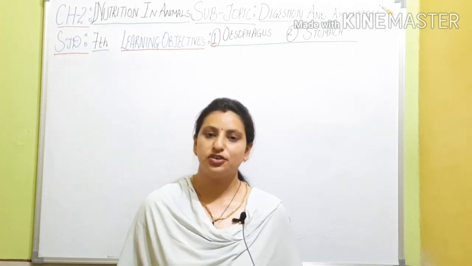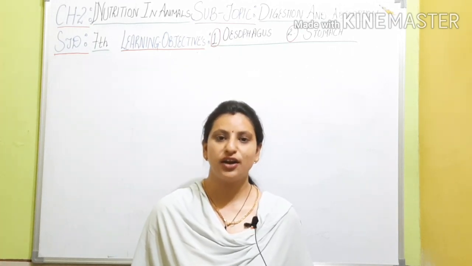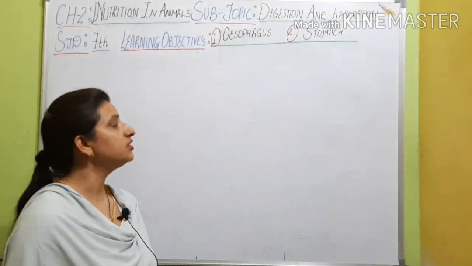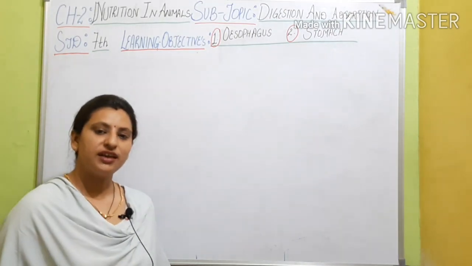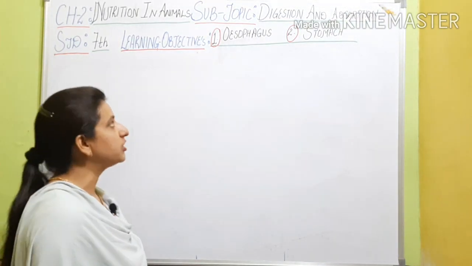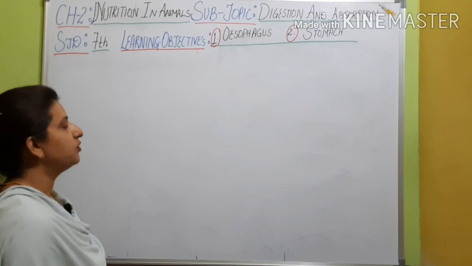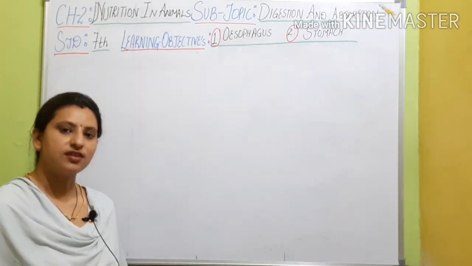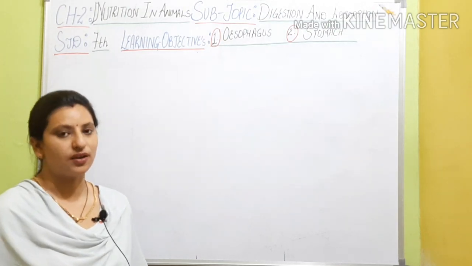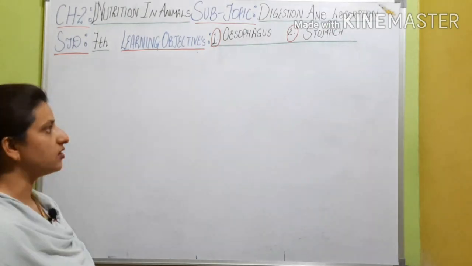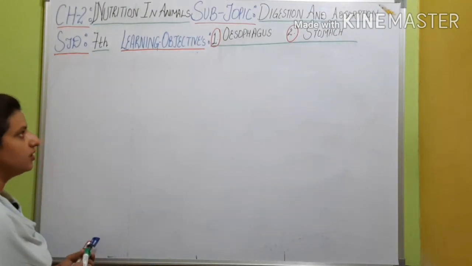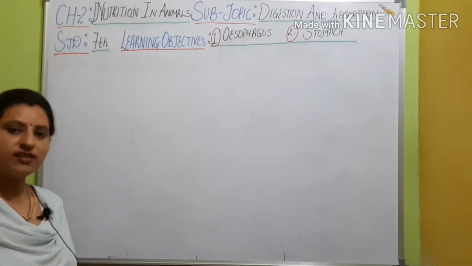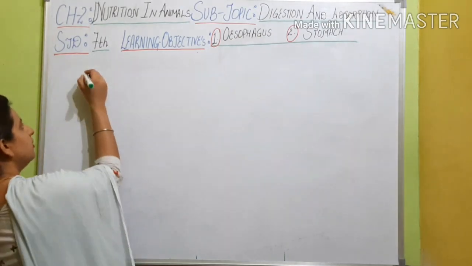As nutrition in animals is going on and we are doing digestion and absorption as a subtopic, today the learning objective under this subtopic is we will learn about the oesophagus, and then we will learn about the function of the stomach and what is the structure of the stomach. So let's begin with the oesophagus first. The oesophagus is also called the esophagus, and it is also called the food pipe.